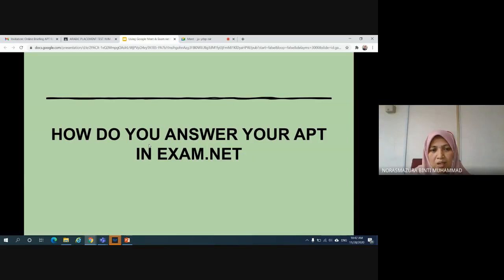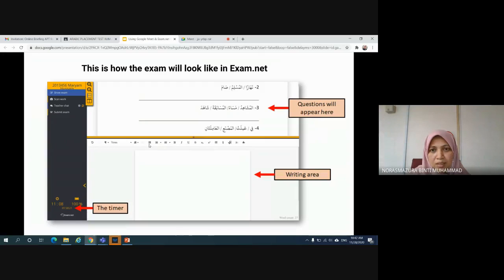How do you answer your EPT in exam.net? This is if you want to write on the computer, but we do not recommend you to use this. So you just use exam.net to access the question only. For the answer, you have to write on the blank paper.